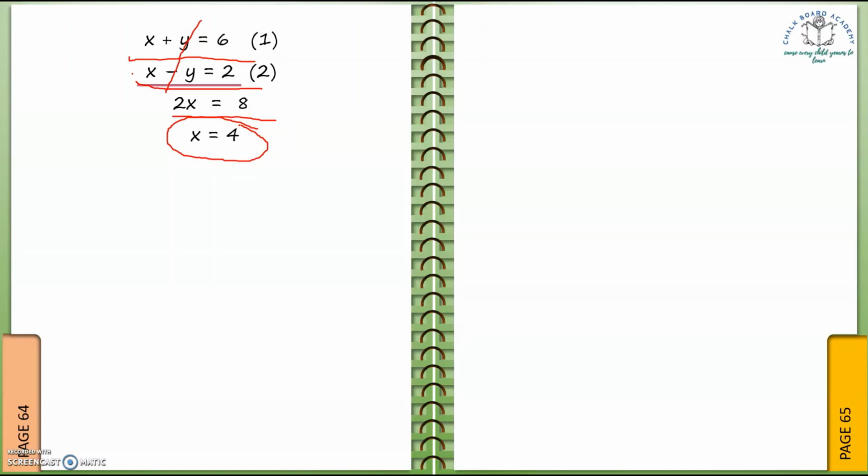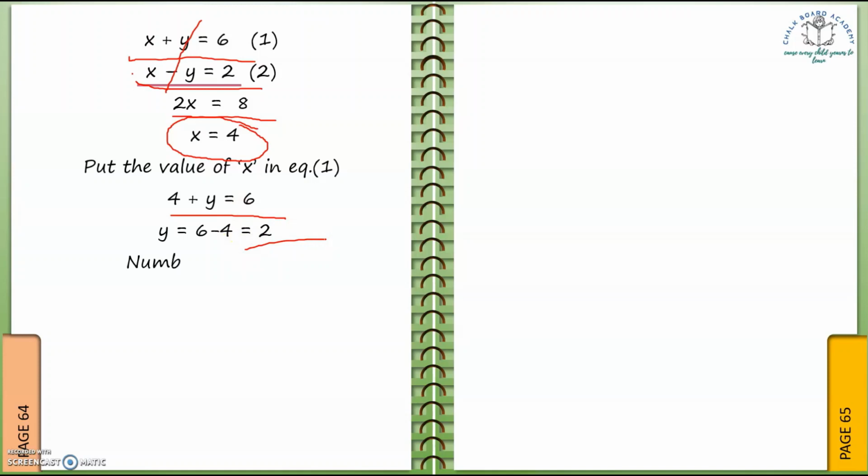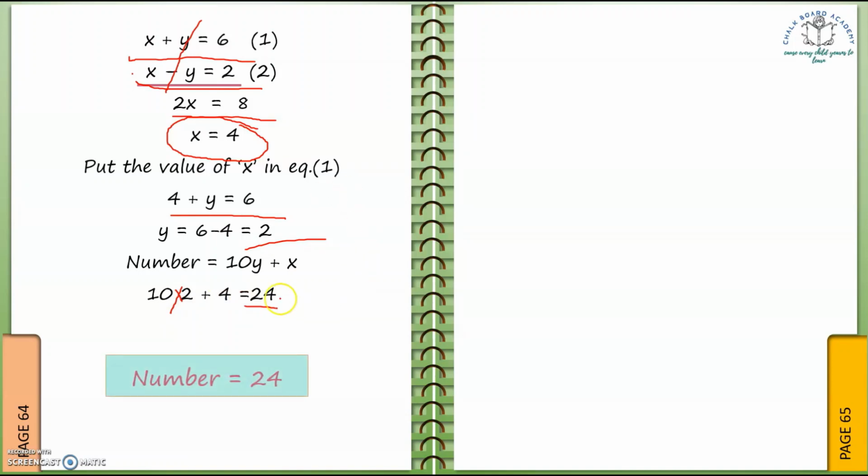So after putting the value we get this. So x plus y is equal to 6. So 4 plus y is equal to 6. Therefore y is equal to 2. Now we got y is equal to 2 and the number was 10y plus x. Therefore the number becomes 10 multiplied by 2 plus 4, that is 24, and its reverse will be 42. So only two such numbers are there, that is 24, 42.